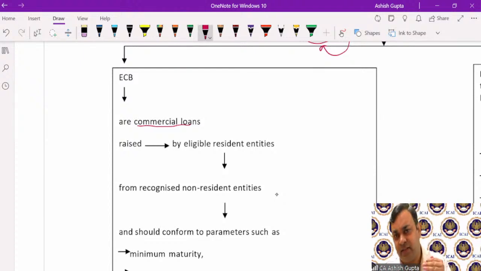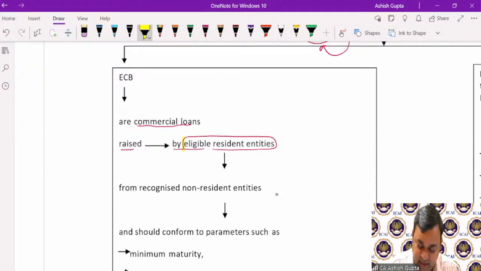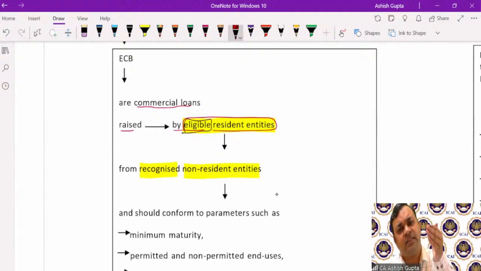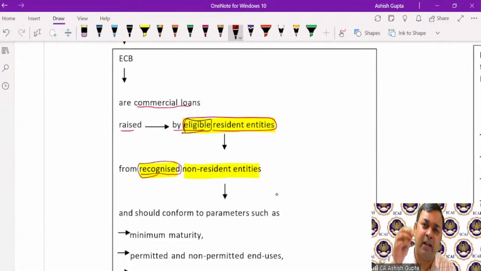What are we going to raise? We are raising commercial loans, raised by an eligible resident entity. They define the term eligible resident entity, meaning not everyone is eligible to raise ECB as far as FEMA is concerned. And the loan must come from a recognized non-resident entity. These 2 points are important. First of all, not all Indians are eligible to raise money from outside India under ECB, so they define eligible. And from whom we raise is also prescribed: recognized non-resident entities. Any person cannot borrow any amount of a commercial nature from anybody outside India.